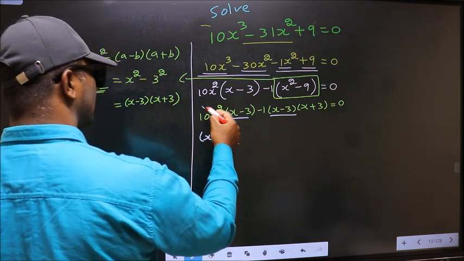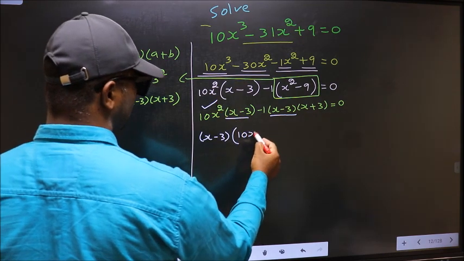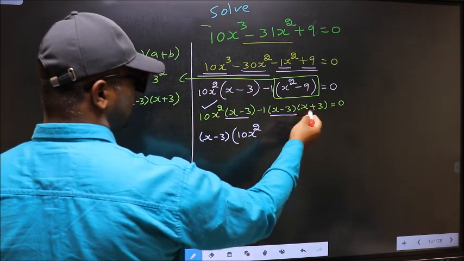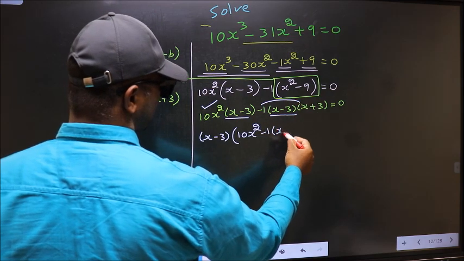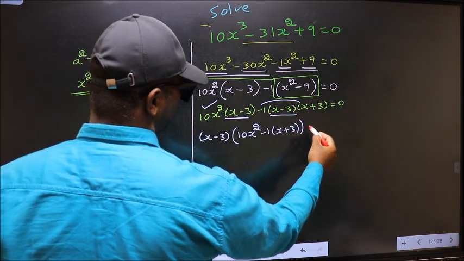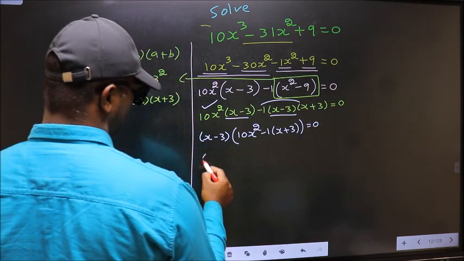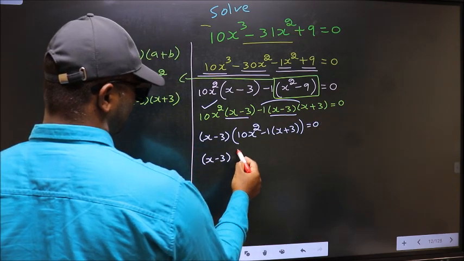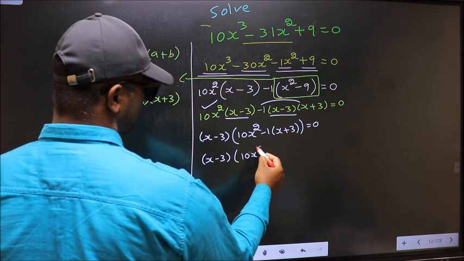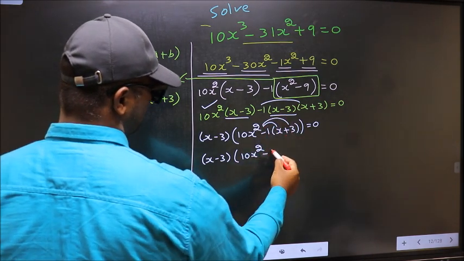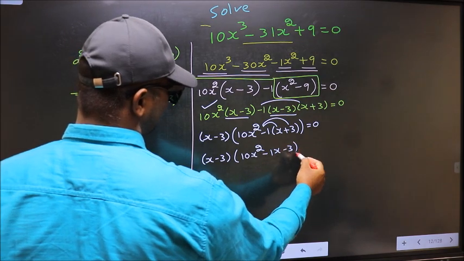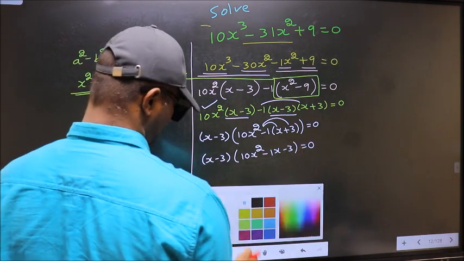Over here we are left with 10x square. And over here we are left with these two, that is minus 1 times x plus 3 equal to 0. Now x minus 3, 10x square. Now you should open up the brackets. You get minus 1x minus 3 equal to 0.